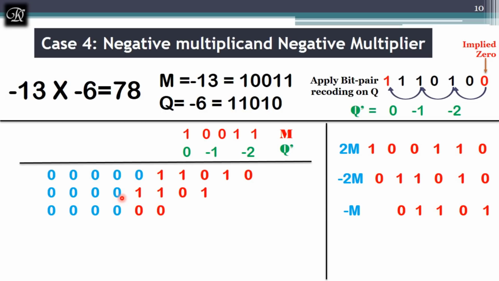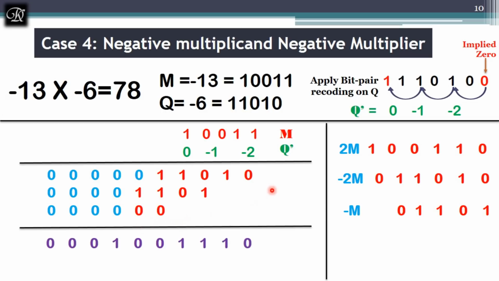Then we will be writing 0. Let's find the final product. The final product will be 0, 1, 1, 1. 1 and 1 is 1 0, it's 0 here, 1 is carry, and 1 and 1 is 1 0, 1 is here, 1 is carry, carry is written here, and the rest all will be 0. This is what is positive 78 with negative multiplicand and negative multiplier in bit pair extended Booth algorithm.